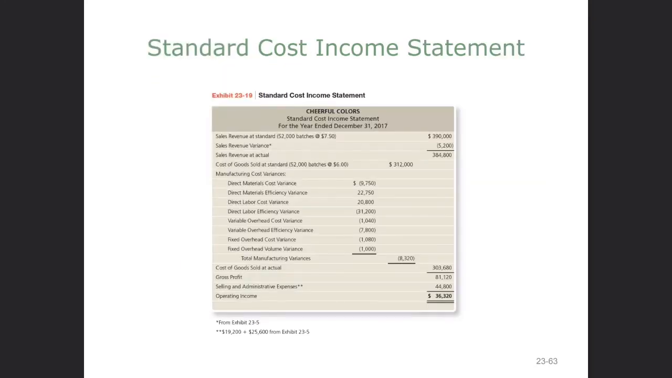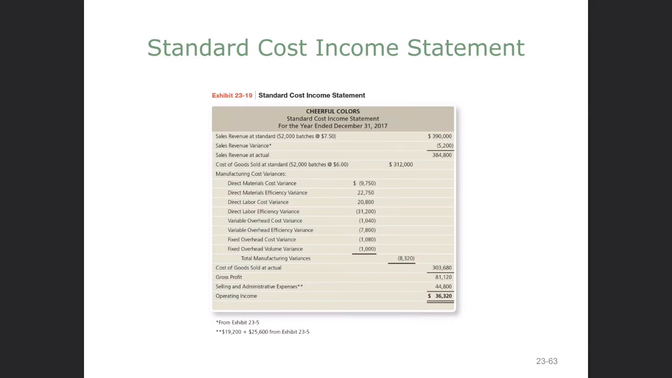And then the standard cost income statement. So this is showing us what their income statement would look like. We've got their sales revenue at standard, so we've got our 52,000 batches at $7.50 each, which gives us a total of $390,000. The sales revenue variance and our actual sales revenue. So our sales revenue standard, our sales revenue actual, the difference between the two is the variance.